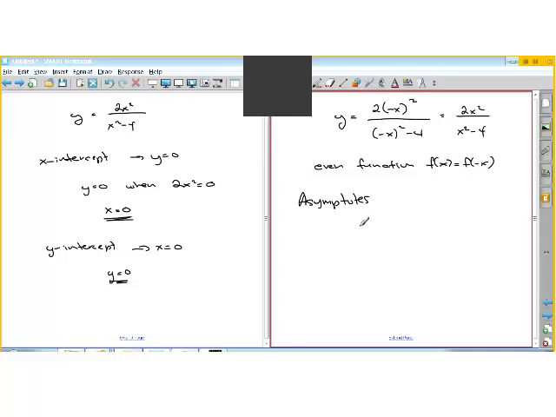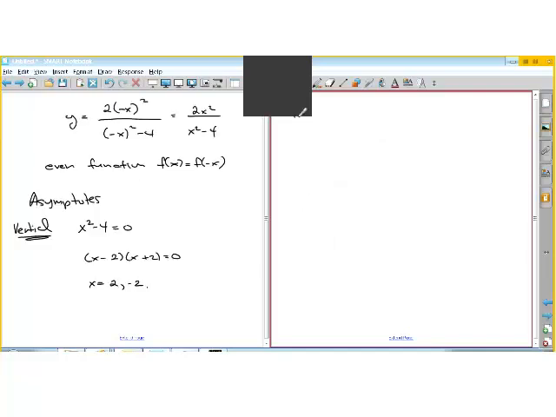So the asymptotes are when the denominator goes to 0. So that's when x squared minus 4 is equal to 0. So you factor it, and you can see we have asymptotes at x equals 2 and x equals negative 2. Those are vertical asymptotes. You get the vertical ones by setting the denominator equal to 0.